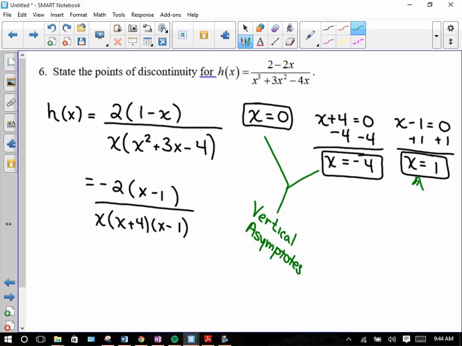This one, x equals 1, makes the denominator 0 and the numerator 0. That's when you have a hole. Alright? Questions about that?